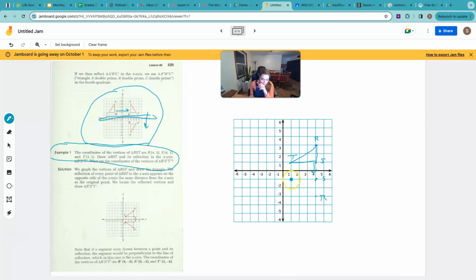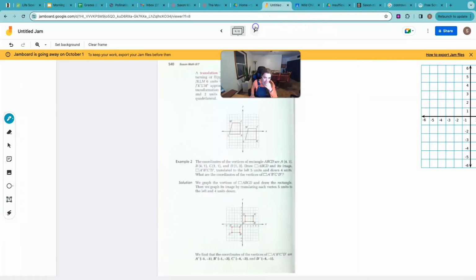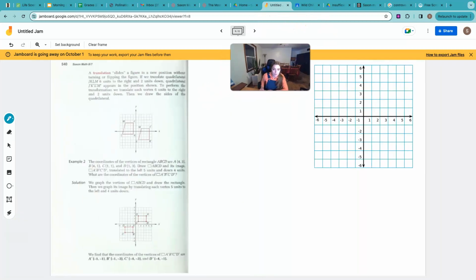And this point here will be point T. It is very important that you name these points when you are drawing out the triangle, because I don't know what point you're talking about otherwise. So, that is showing a reflection across the x-axis. Let's go to the next one.